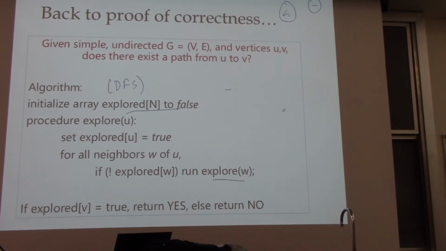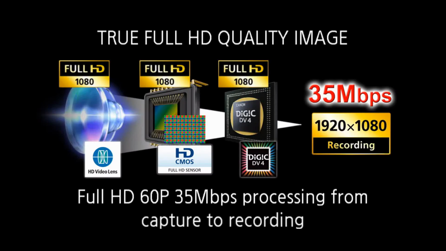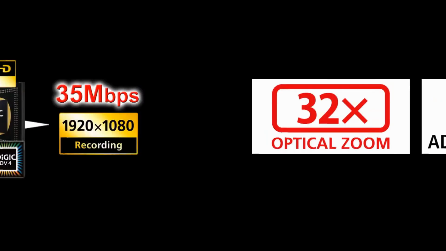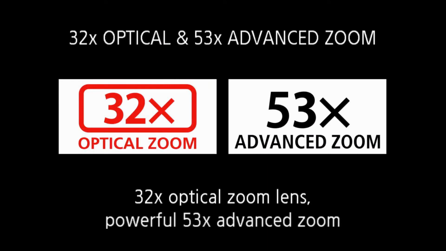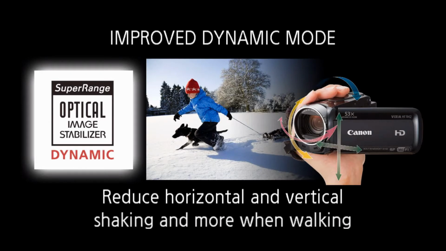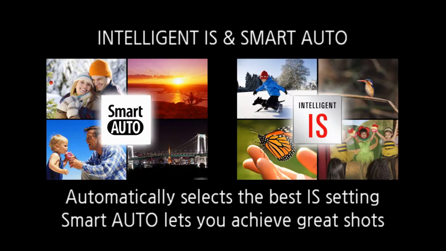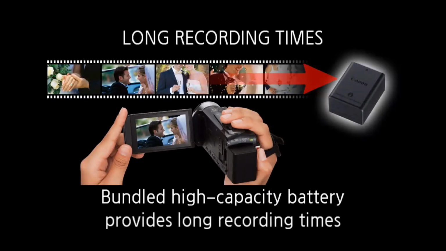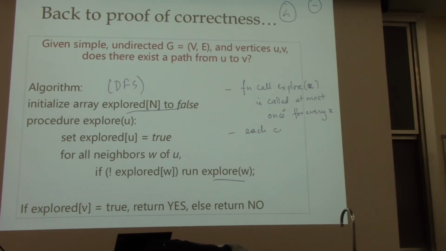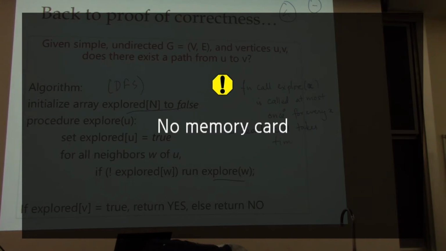Okay, so that's a key observation, right? So the observation is this function call explore of u, or explore of some vertex x, is called at most once for every vertex. At most once. And when the function call happens, what time does this call take? Like just the call to explore of x. So each call takes time O of degree of x.